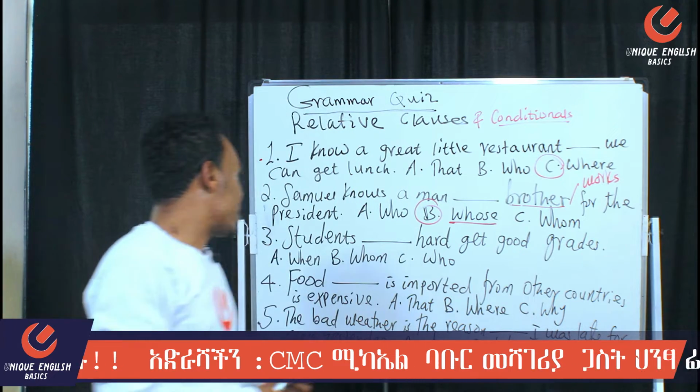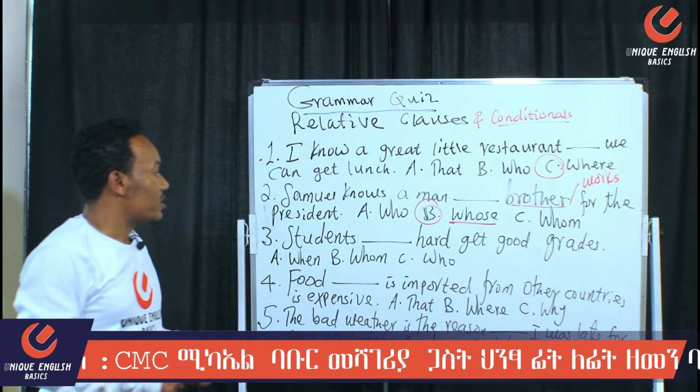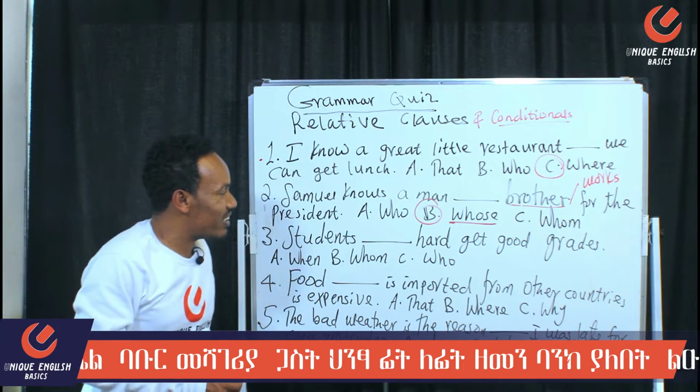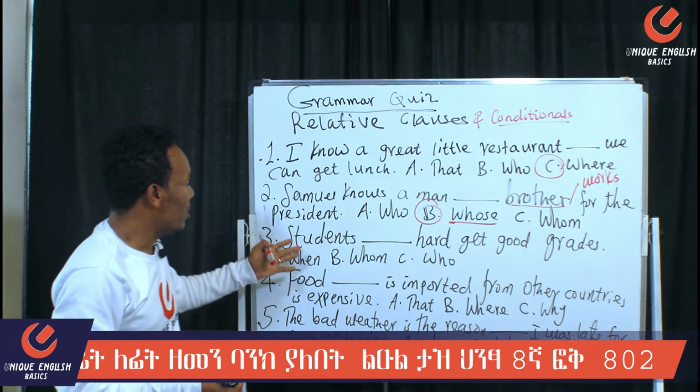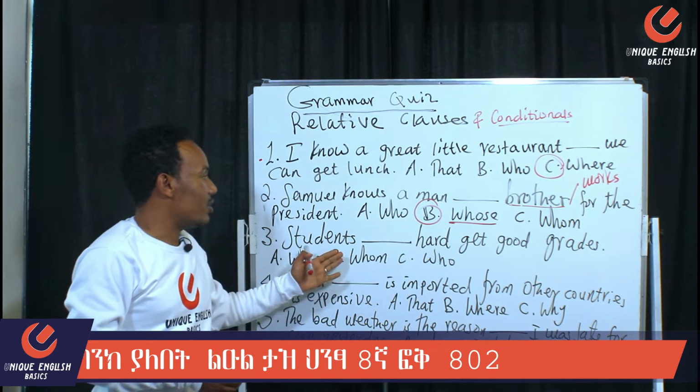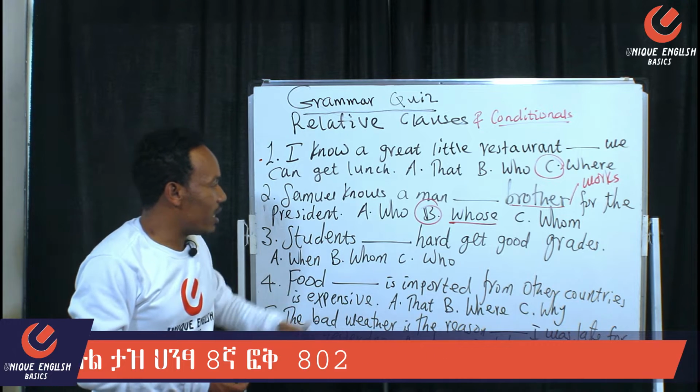All right. Okay, that's it. Number 3. Students dash hard to get, all right? Dash hard to get good grades. Students, when hard to get? All right, students, whom are right.